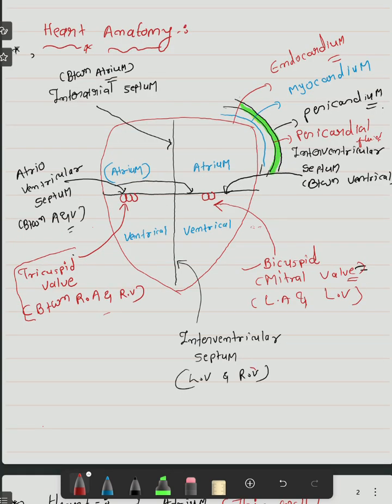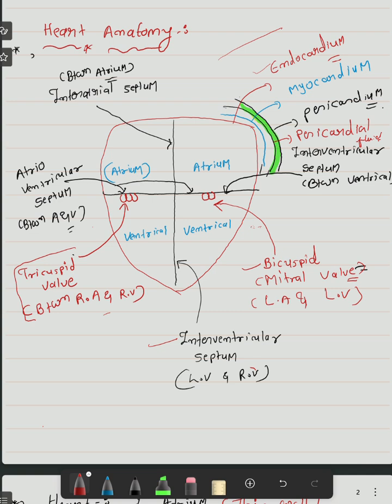Between the atria we have the interatrial septum. Between the ventricles we have the interventricular septum. And we have three layers of the heart. Which layer is the most inside? It is the endocardium. The myocardium is the middle one, and then the pericardium.